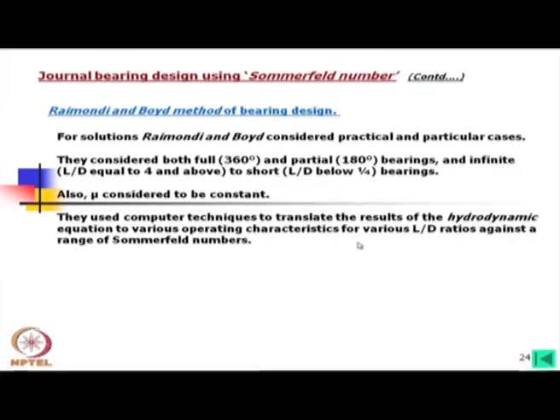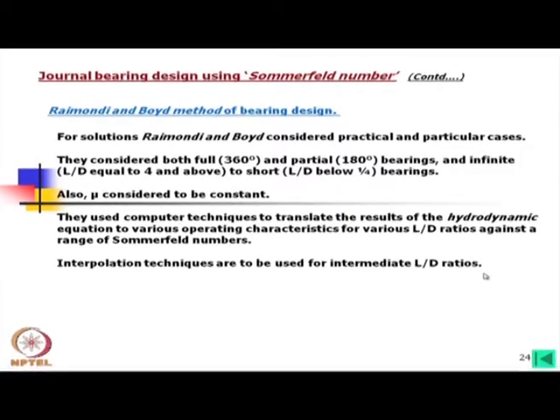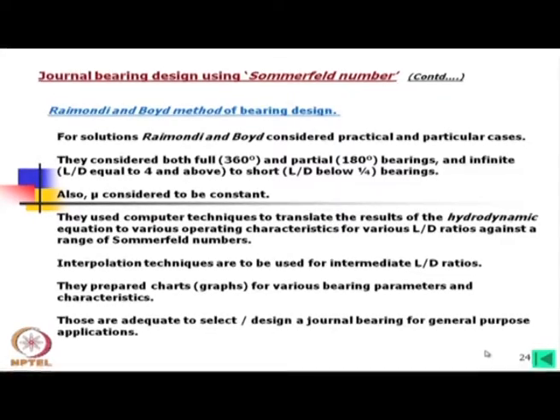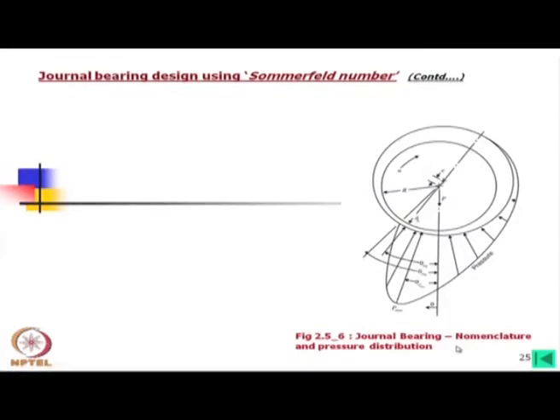They used computer techniques to translate the results of the hydrodynamic equation to various operating characteristics for various L by D ratios against a range of Sommerfeld numbers. Interpolation techniques are used for the intermediate L by D ratios. They prepared charts, which are graphs, for various bearing parameters and characteristics. Those are adequate to select and design a journal bearing for general purpose applications.